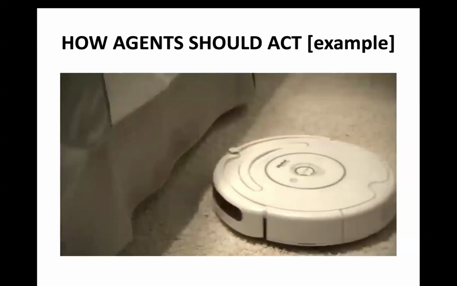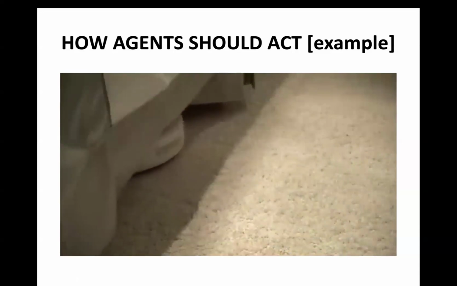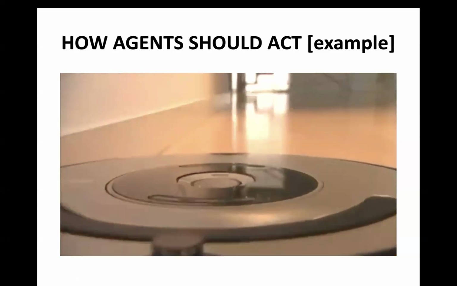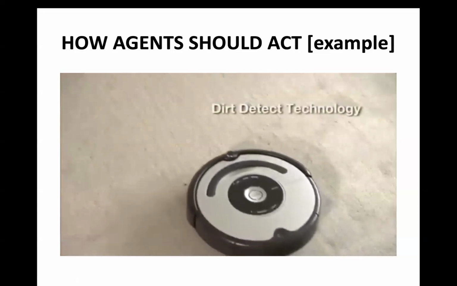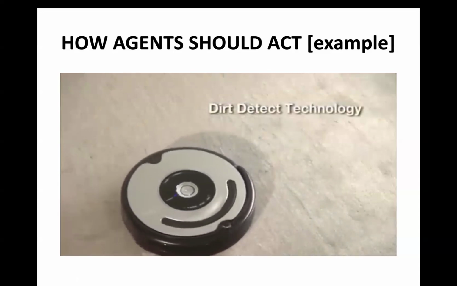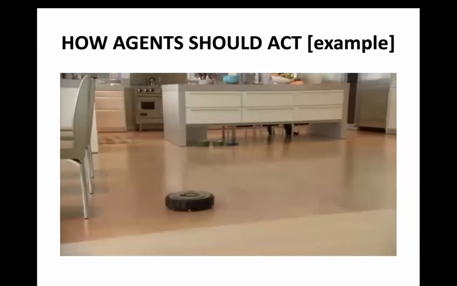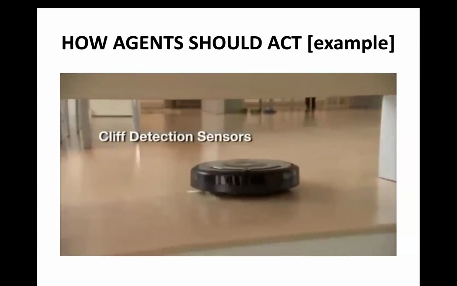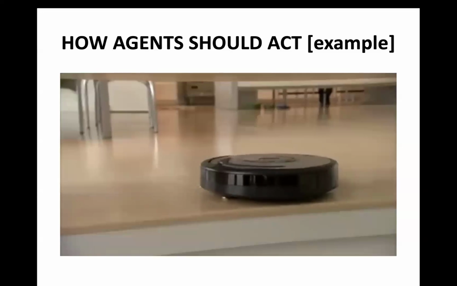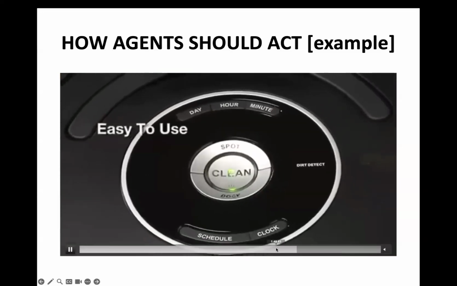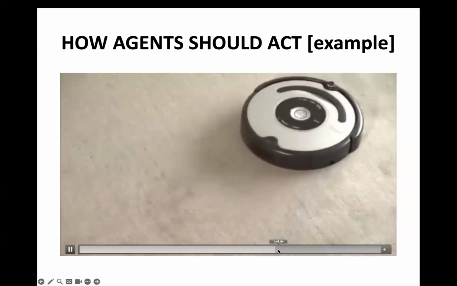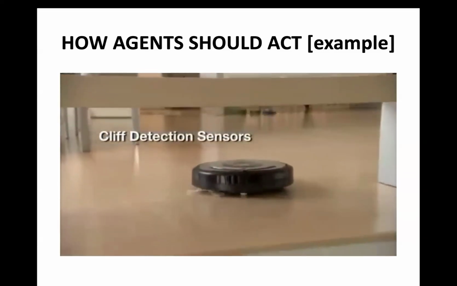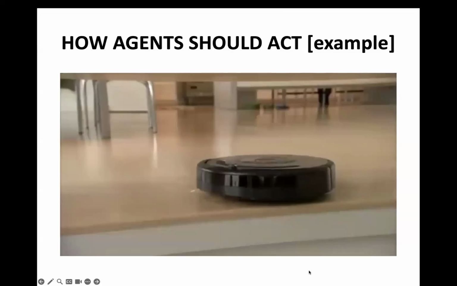Now, remember we talked about how to measure the performance of such agents. One measure we can use for this particular robot is how well it cleans the carpet. We can also look at how well it adjusts. For example, when it gets to a point where there's a cliff, how well does it detect the cliff and move away? That's something we can look at.